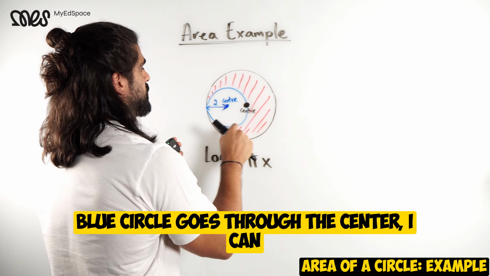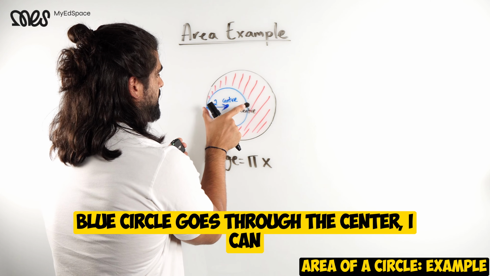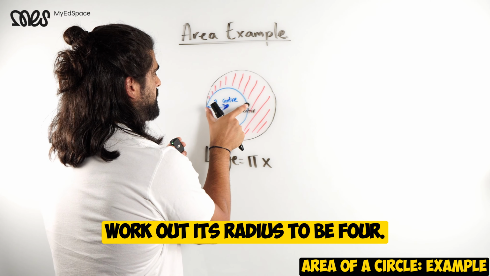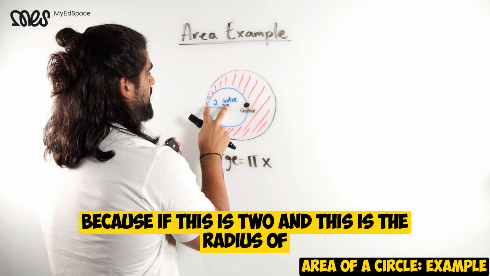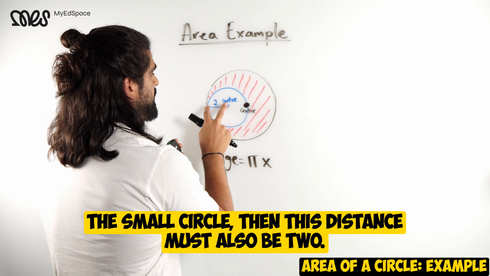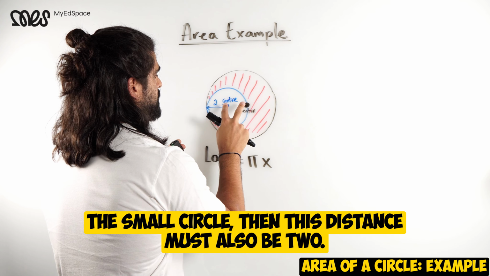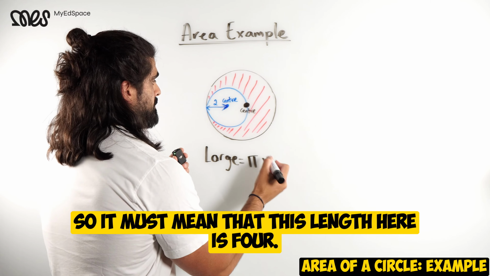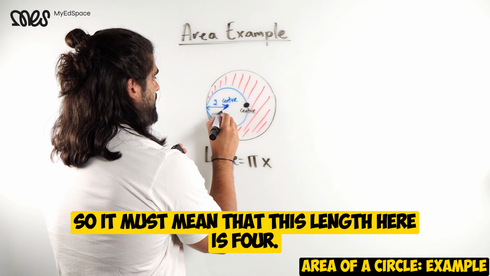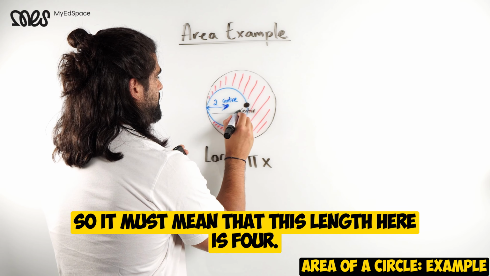But since the blue circle goes through the center, I can work out its radius to be 4. Because if this is 2 and this is the radius of the small circle, then this distance must also be 2. So it must mean that this length here is 4. So it's pi times the radius of 4 squared. What is 4 squared? 4 squared is 16. 16 times pi, we can just leave that as 16 pi.